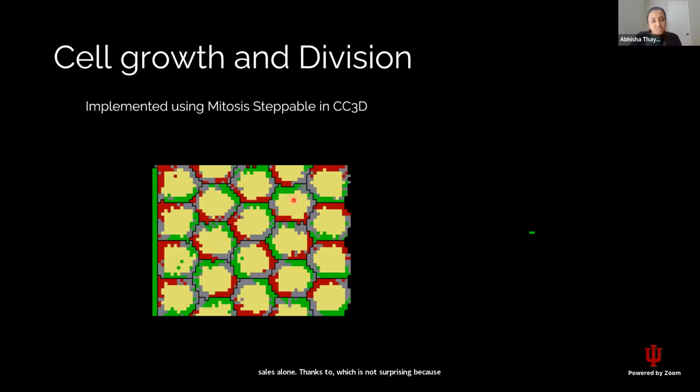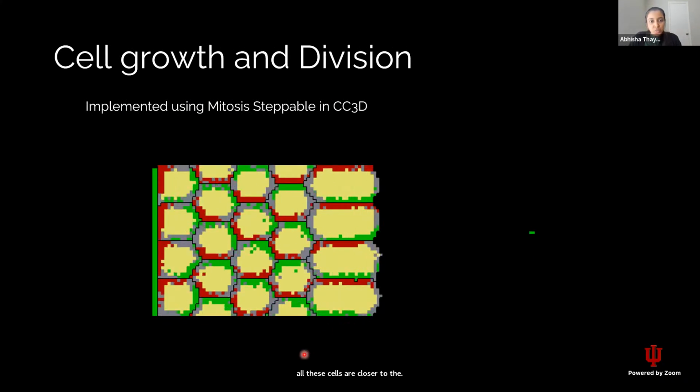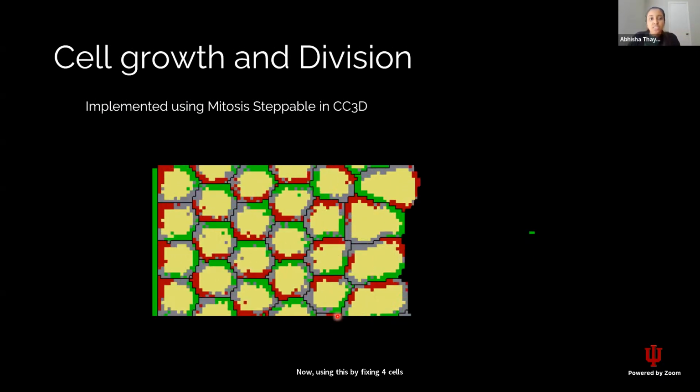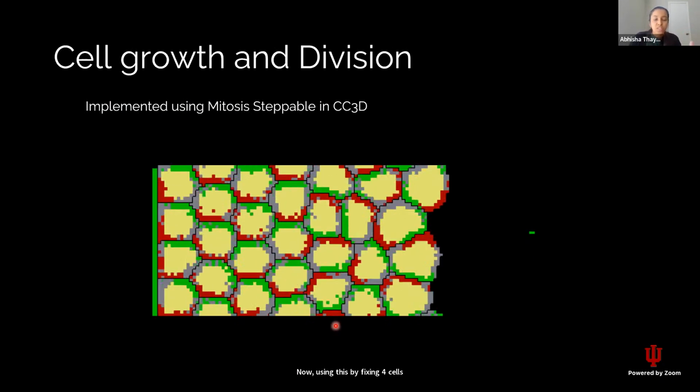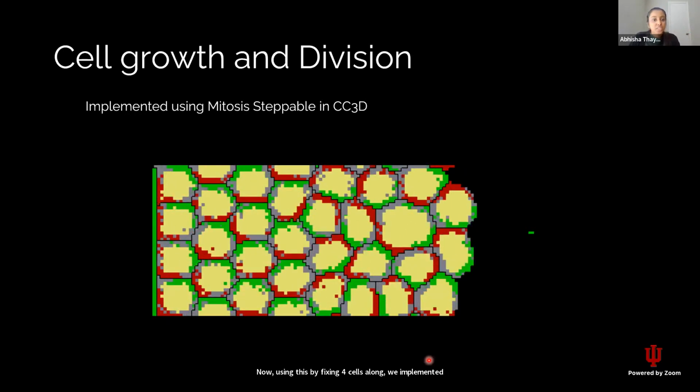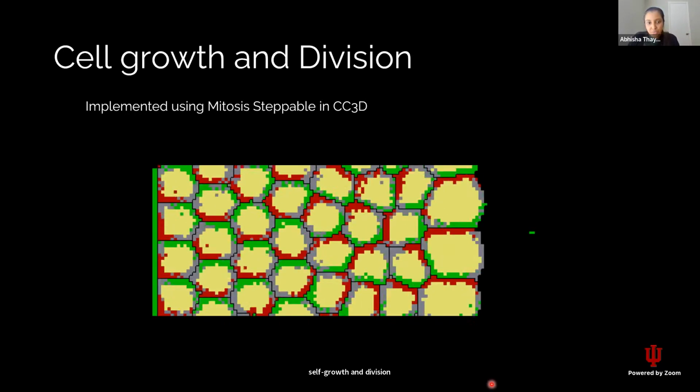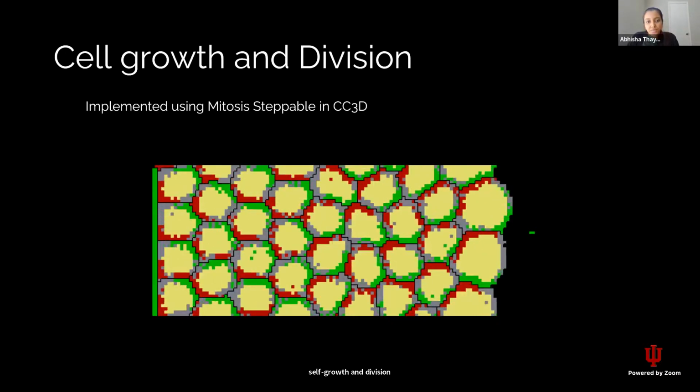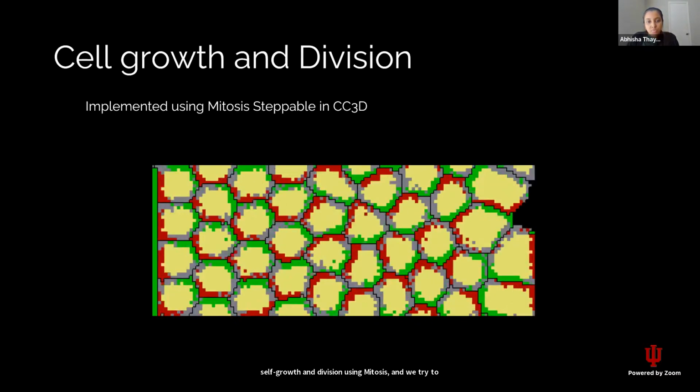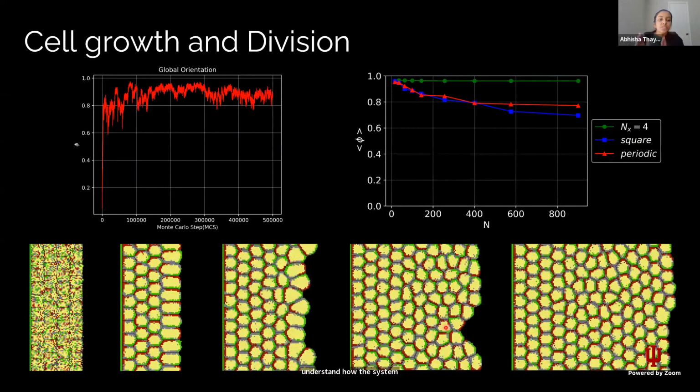Now, by fixing 4 cells along the X direction, we implemented cell growth and division using the mitosis steppable in CC3D, and we tried to understand how the system polarizes. We started the simulation by placing 4 cells along the x-axis with a boundary signal on the left side, and we allowed the cells that are in contact with the medium to undergo growth and division.